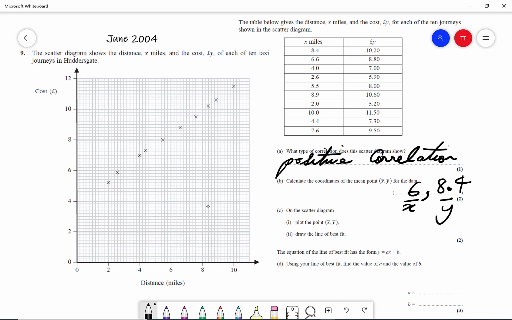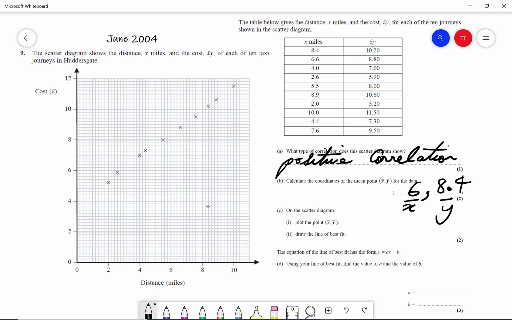Now it says to draw the line of best fit. When you draw the line of best fit, the rule in statistics is that the line of best fit must pass through the mean of x and the mean of y. So let's figure out what's going on.